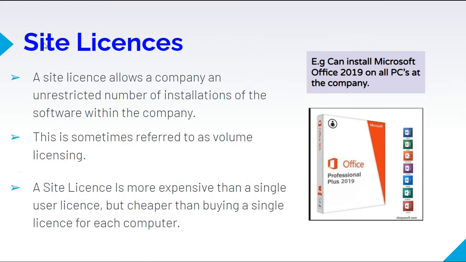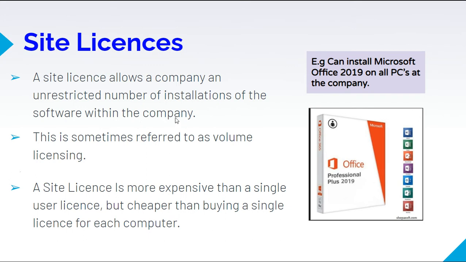Site license. Now we're not looking at an individual license. We're looking at a site, so a company, a school. They would purchase a site license. This will allow a company an unrestricted number of installations of the software within the company.